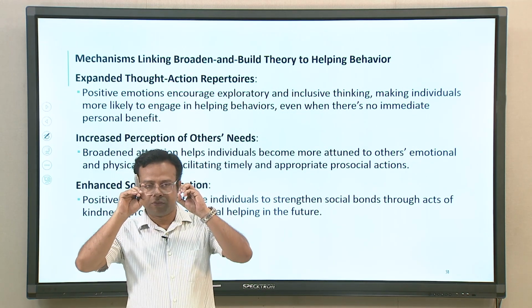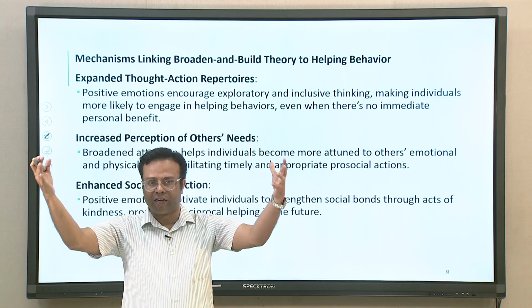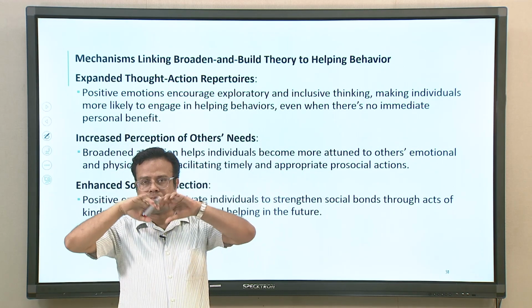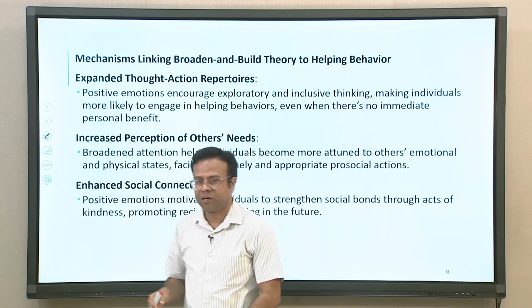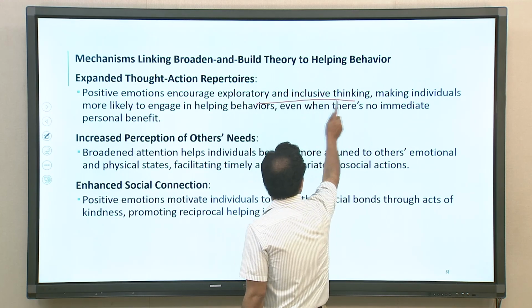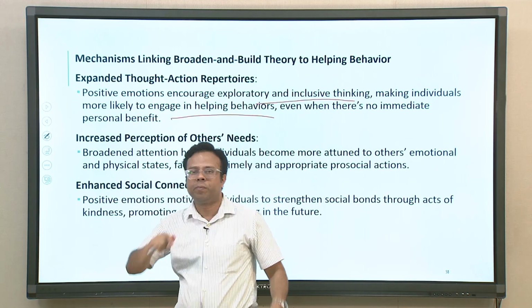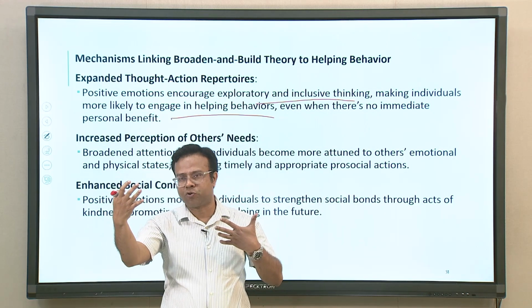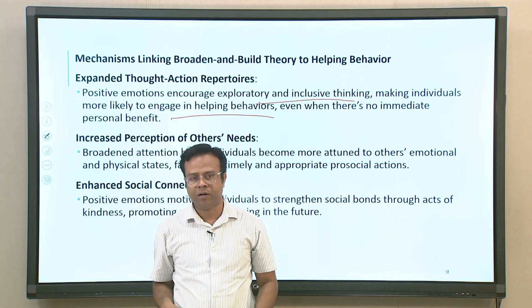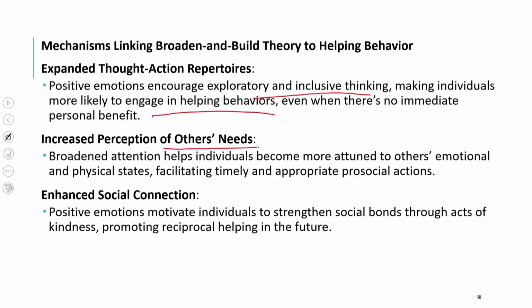When people are under positive emotion, their thought-action repertoire broadens. This positive emotion encourages exploratory and inclusive thinking, making individuals more likely to engage in helping behavior. When people broaden their perspective, they are more likely to understand other people and help other people. It also increases perceptions of others' needs. Broadened attention helps individuals become more attuned to others' emotional and physical states. Therefore, they are more likely to help. So, overall empathy will increase.